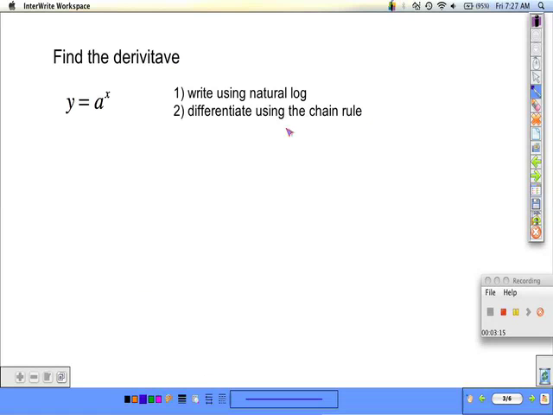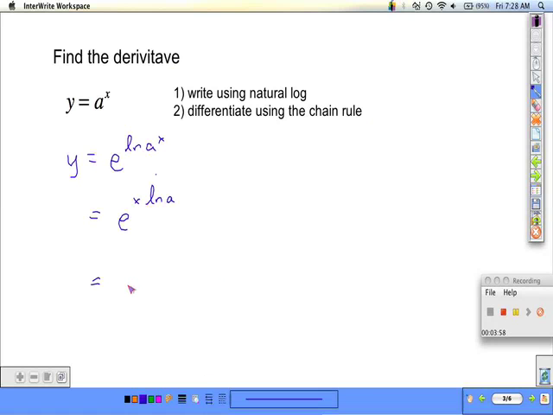To find the derivative of something other than e to the x, it's a little bit different, and we're going to derive this derivative right now. What we're first going to do is write this using a natural log. So we can rewrite this as y equals e to the natural log of a to the x, because the e and the natural log would cancel out. And that is equal to e to the x natural log of a. And this is something we can differentiate.